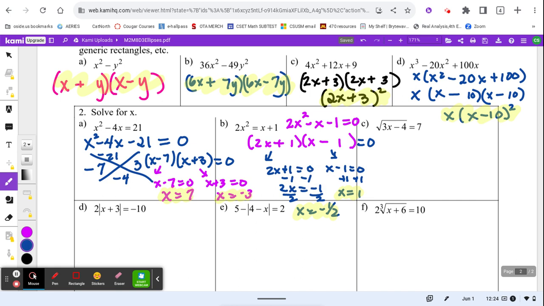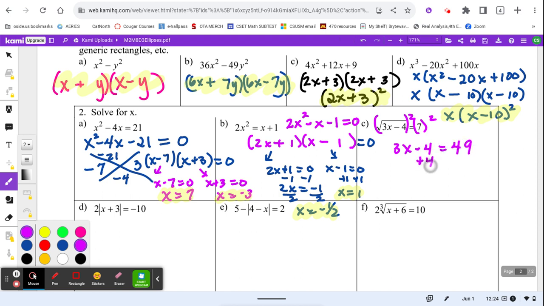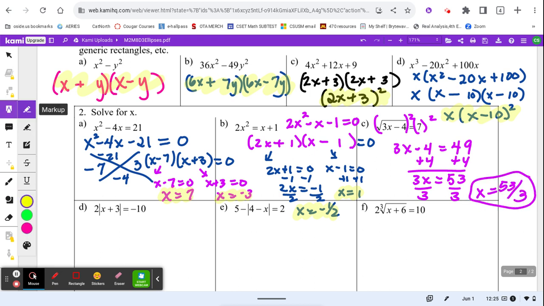The next one is just solving a square root problem. And how do I get rid of a square root? I'm going to square both sides to erase that square root symbol. So squaring the square root symbol is just going to leave me what's inside. And then 7 squared equals 49. This gives me 3x equals, and so we're just going to get a fraction. X equals 53 thirds. Yes, you can get me the decimal version of that too if you like.